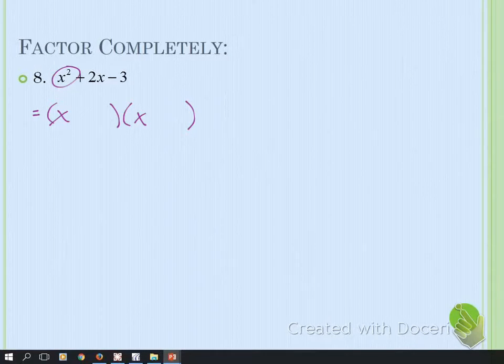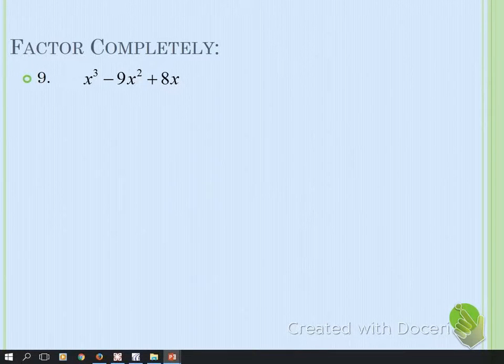Now I need factors of negative 3 that will add to 2. That's negative 3 and 1, or negative 1 and 3. Which one adds to positive 2? What's that one? So I'll put a minus 1 here and a plus 3 here, and we're done. Is this making some sense?